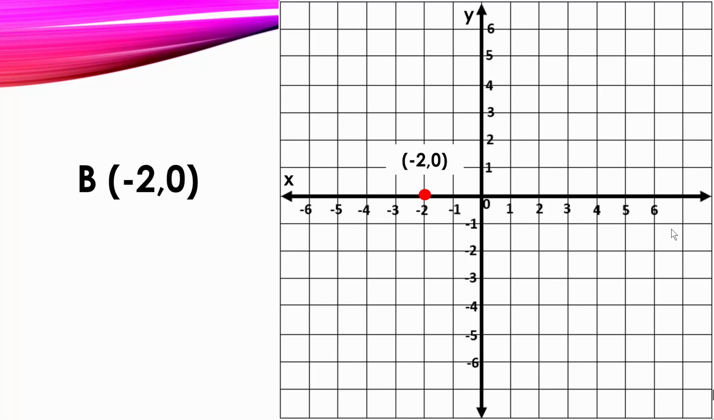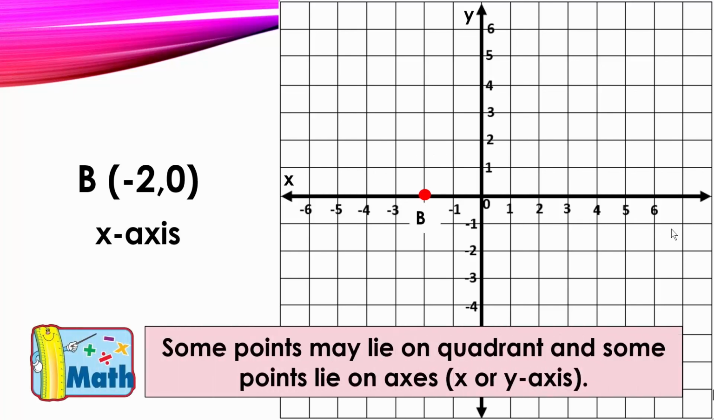This is now point B. And now, in what quadrant does point B lie? As we can see, this point is along the x-axis, not in quadrant 2, not in quadrant 3. Therefore, point B lies on the x-axis. Some points may lie in quadrants and some points lie on axes. Again, point B lies on the x-axis.